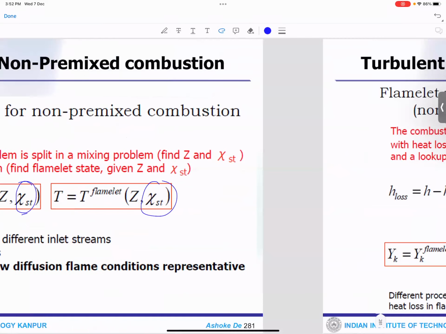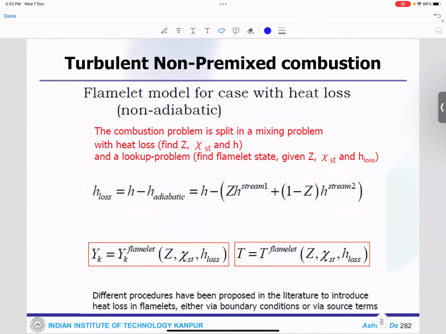Once you do that, obviously if it is not adiabatic, then you need to calculate the enthalpy loss. That means between these two streams, what is the enthalpy loss? And once you take that into account, that also becomes a function here.